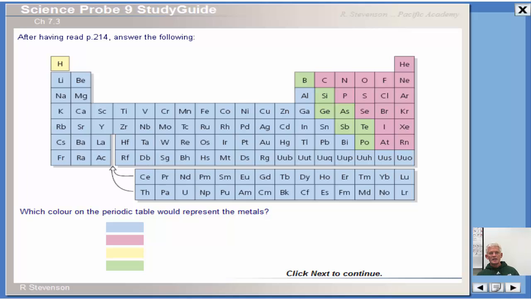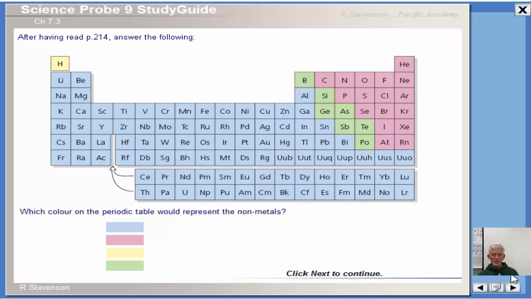So you've read page 214, right? And so you should be able to answer the following question. You're looking at the periodic table. Which color on that periodic table is going to represent the metals? I'm thinking metals are found towards the left, right? So I'm going to click on blue. Let's see what happens. Sweet, an excellent start.